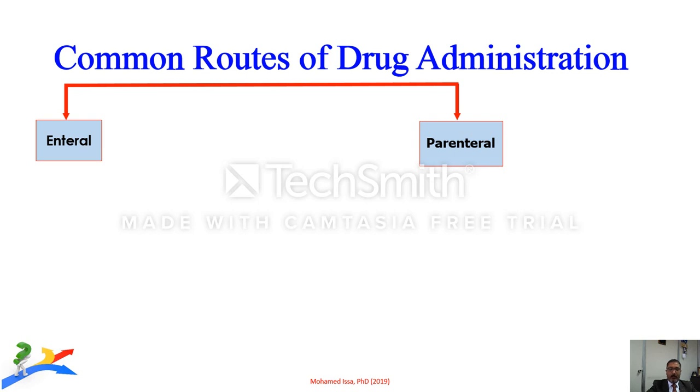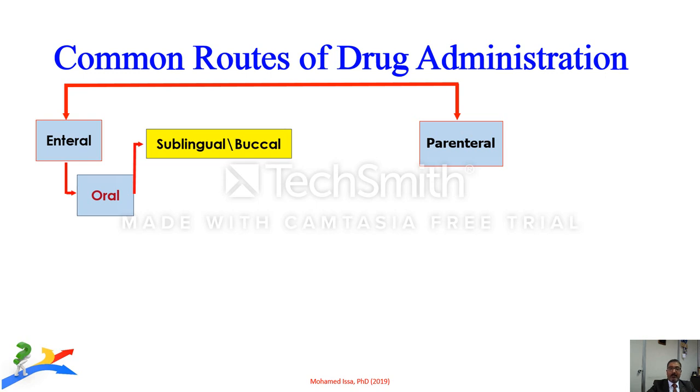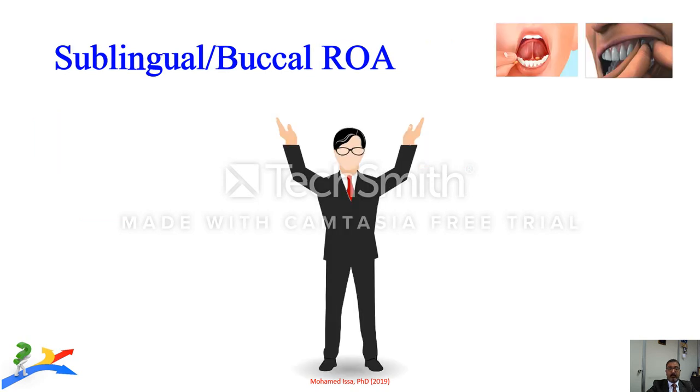However, in most cases, the word parenteral is actually now used to describe injections, injectables. So you know that when we use parenteral, we mean through injection, through needles. So let's start first by discussing the oral route as the first example of the enteral routes of administration. When it comes to oral routes, drugs can be introduced, first, through sublingual or buccal routes.